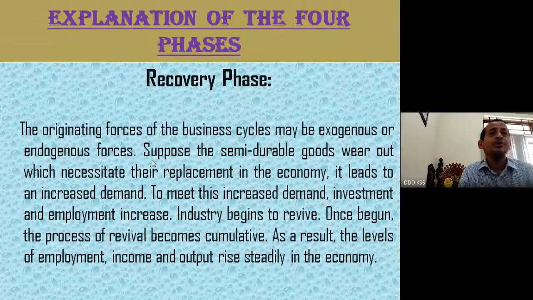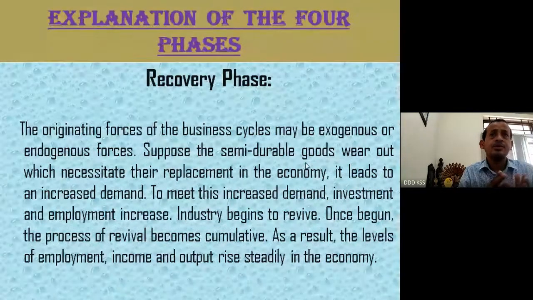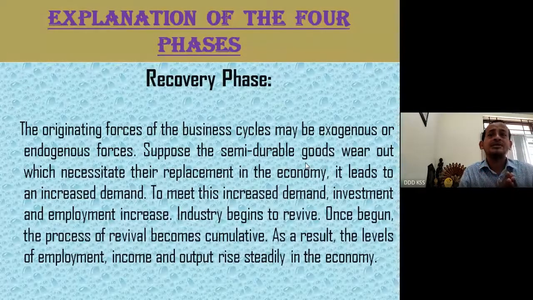Here is one example: semi-durable goods wear out, which necessitates their replacement in the economy. It leads to increased demand, meaning an increase in aggregate demand. Semi-durable goods are, for example, cleaning products, plastic products, textile products, clothing products, cigarettes, fuel, beer, cosmetics. These are examples of semi-durable goods. After some time they finish off, then the consumer needs to buy, and that may accelerate aggregate demand.